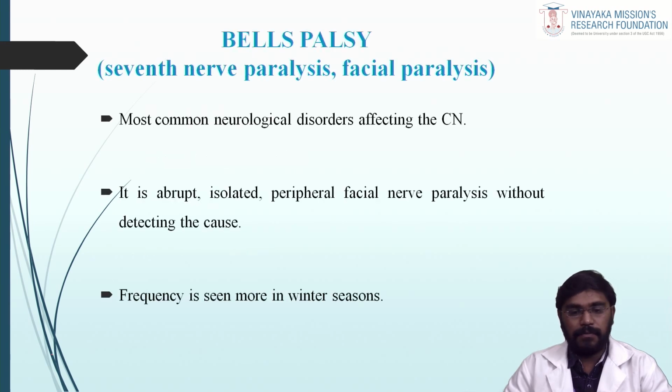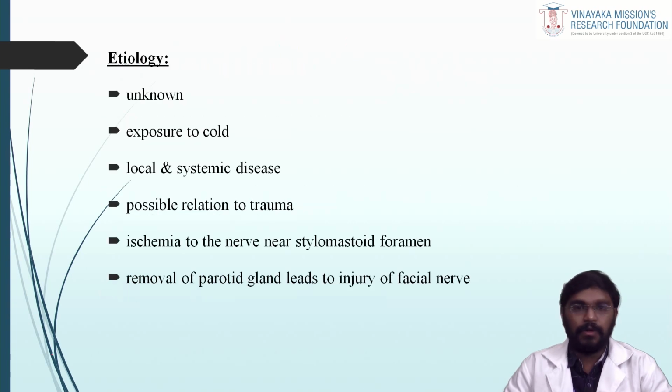Next comes Bell's palsy. Other names are seventh nerve paralysis or facial paralysis. It is the most common neurological disorder affecting the cranial nerves. It is an abrupt, isolated peripheral facial nerve paralysis without any detectable cause. Frequency is more in winter seasons. Like trigeminal neuralgia, this is also an idiopathic condition. Exposure to cold usually causes Bell's palsy. Local and systemic diseases, possible relations to trauma, ischemia to the nerve near the stylomastoid foramen, any surgical procedures involving removal of the parotid gland may lead to injury of the facial nerves.